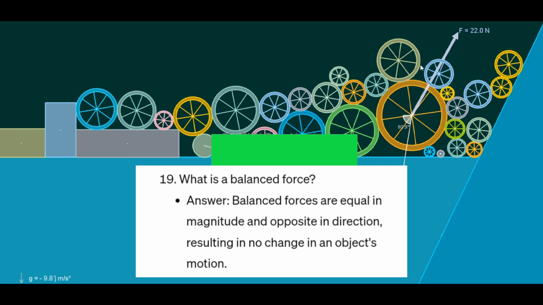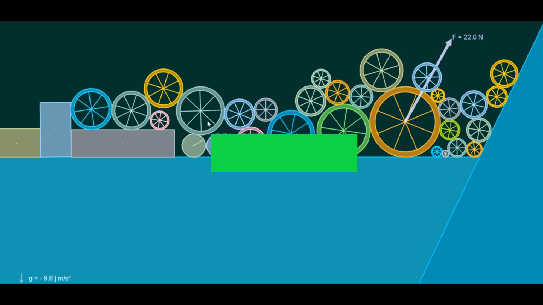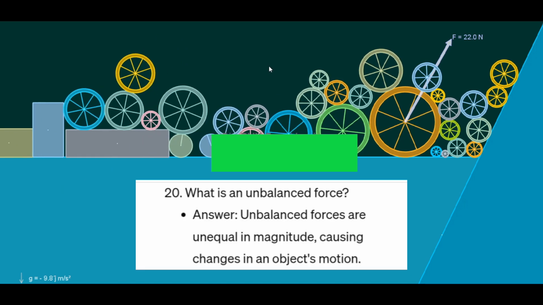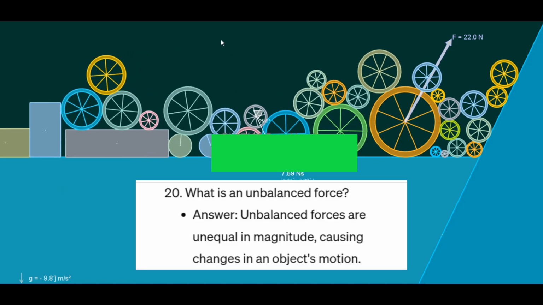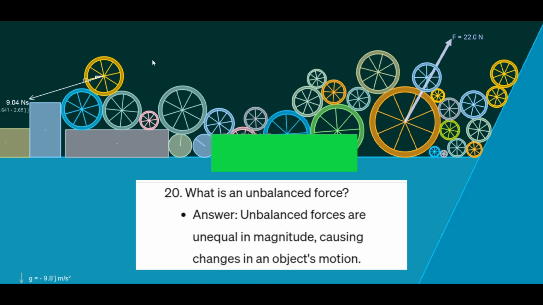What is a balanced force? Answer: balanced forces are equal in magnitude and opposite in direction, resulting in no change in an object's motion. What is an unbalanced force? Answer: unbalanced forces are unequal in magnitude, causing changes in an object's motion.